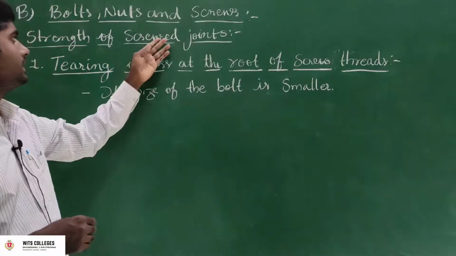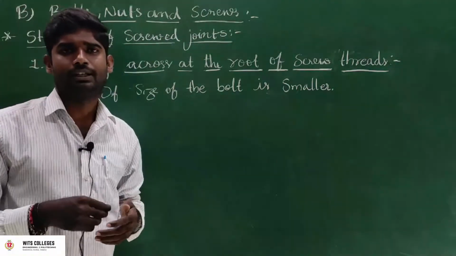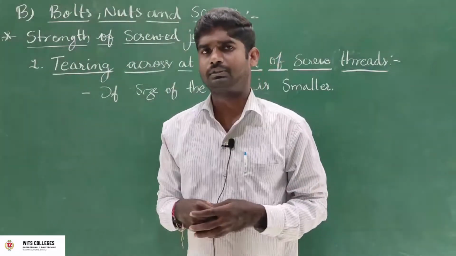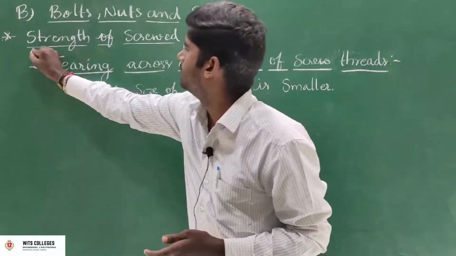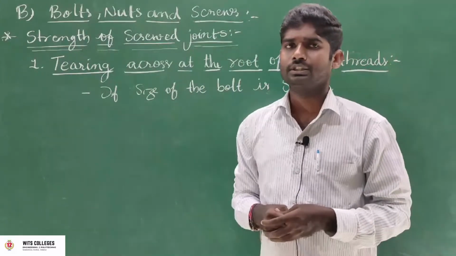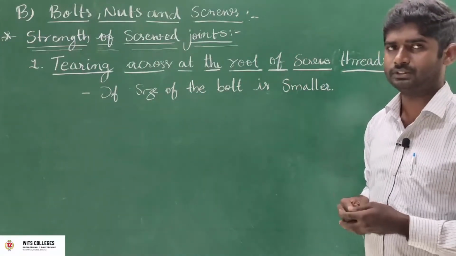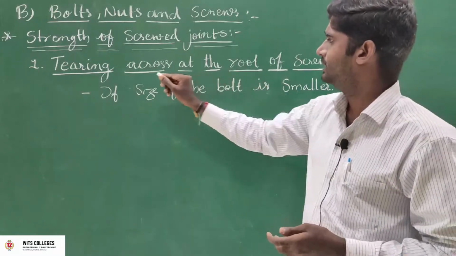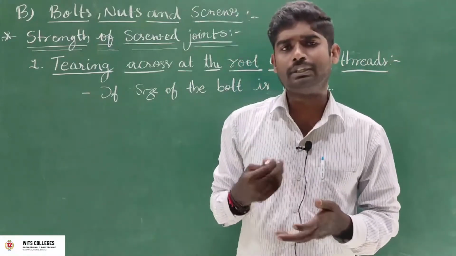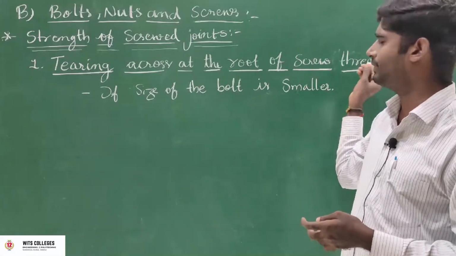Strength of screw joints, like bolts and nuts, to find out bolt diameters and strength loads. In this, one of the considerations is tearing across at the root of screw threads. What is tearing across at the root of screw threads? If the size of the bolt is smaller, then we use tearing across at the root of screw threads.